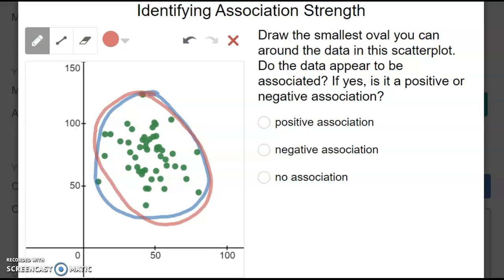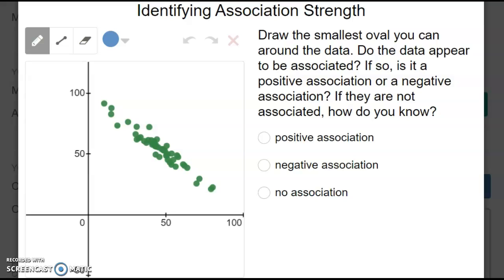There is an outline here, but generally it's forming like this. There are no points here, there are no points out here, so there seems to be some sort of association. Is it positive or negative? If I had to choose, I would say this is negative, so I would say it's a negative association. Or you could say, I don't know, that looks pretty random to me, or you could even say it's no association.